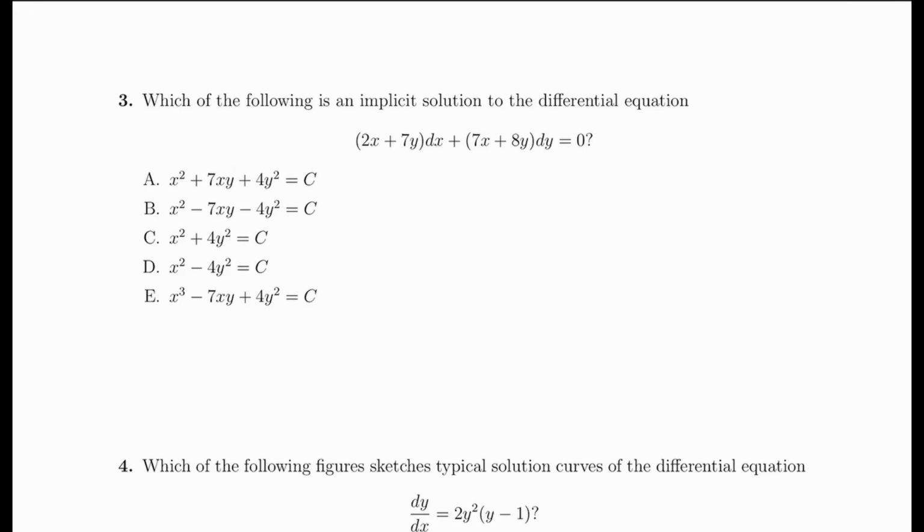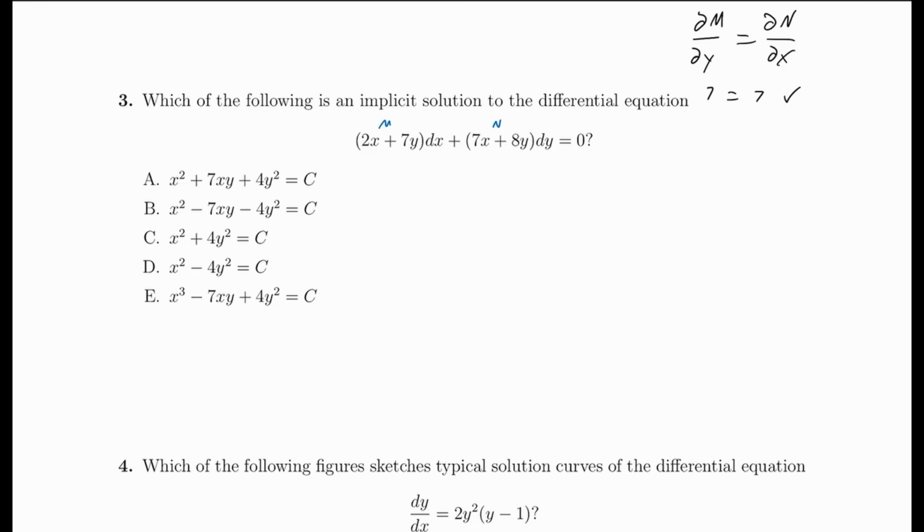In problem 3, we're being asked for an implicit solution to this differential equation. When we're asked to find an implicit solution to an equation that looks like this, there's a pretty good chance that it's going to be exact. We can check that though, remembering that exact means dM/dy is equal to dN/dx, where M is this parenthetical term here, and N is the term in parentheses here. dM/dy is our partial derivative of M in terms of y, which is going to be 7, and dN/dx will also be 7, so this is indeed an exact equation.